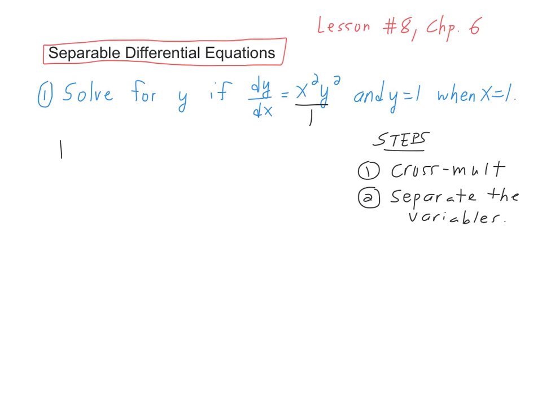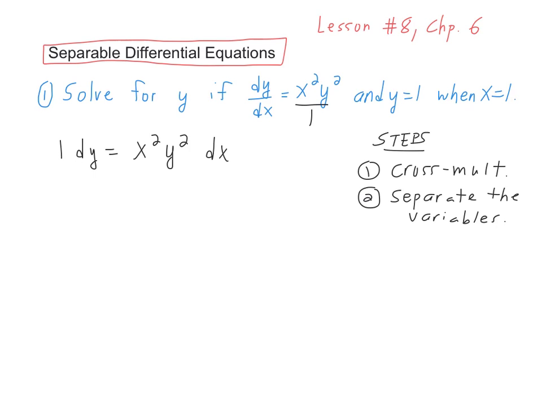That means we're going to want to get the y's on one side and the x's on the other. So when we cross multiply, we get 1 dy. Usually we put the y's on the left-hand side of the equation because in the end our final answer is going to be y equals something. So we have 1 dy equals, and then we have x squared y squared dx. So I just did basic cross multiplication there.